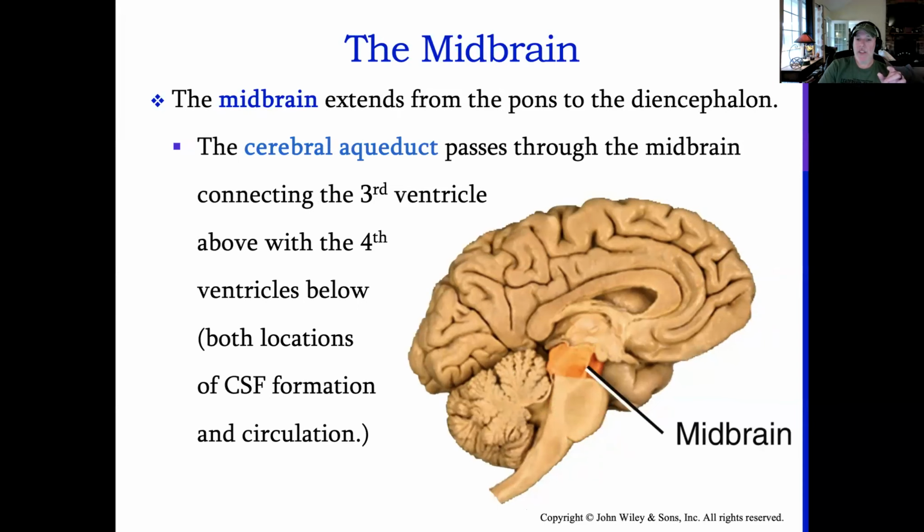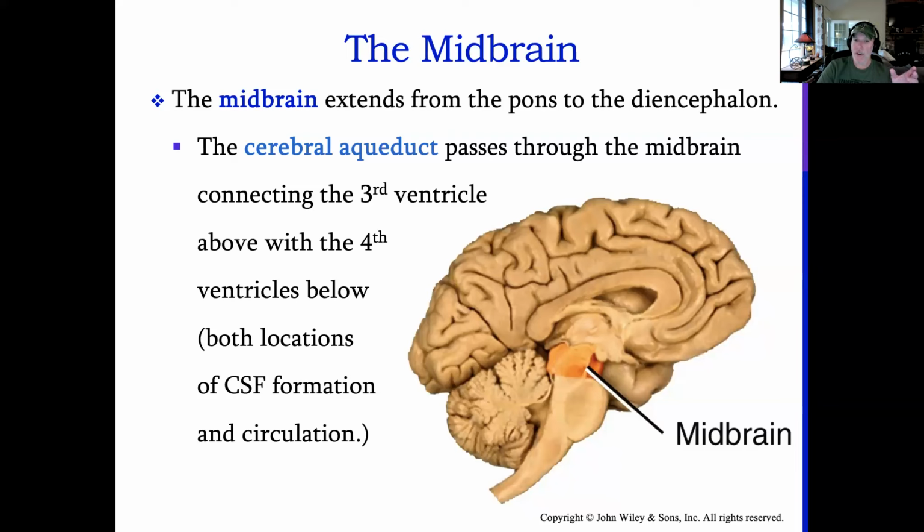Superior to the pons is an area of the brain called the midbrain. The midbrain has an anterior and a posterior portion to it. The anterior portion, located right here, is going to contain our descending motor tracts. We call those the cerebral peduncles. Then posteriorly back here, we're going to have two structures on both the left and right side that we call colliculi. We have a superior colliculus and an inferior colliculus.